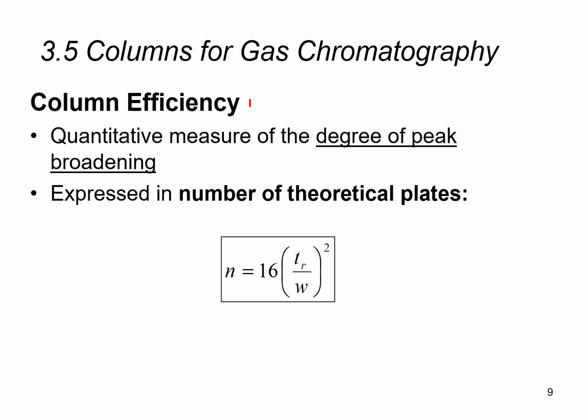Now, the quantitative measure of column efficiency is something we call the number of theoretical plates, given the alphabet N. And N is calculated by 16 times the retention time of the peak divided by the peak width, whole term squared. Okay, so of course, although the number of theoretical plates sounds very funny, if we have a larger number of theoretical plates, that would indicate that we have a more efficient column.